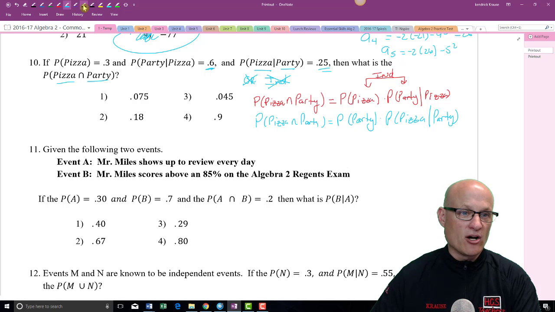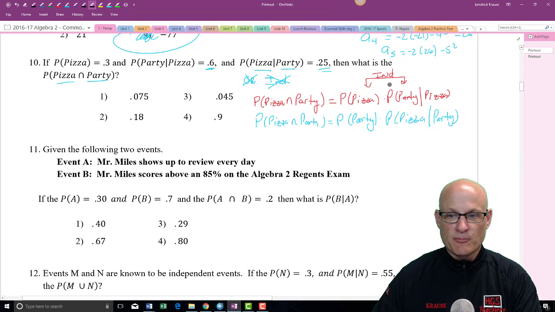Now, let's highlight all the things. I'm going to put a big black dot next to all the ones I have. I have pizza given party. Pizza given party. I have that. I have party given pizza. Party given pizza. I have that. I have probability of pizza. That. Now, which equation do you think we should use?